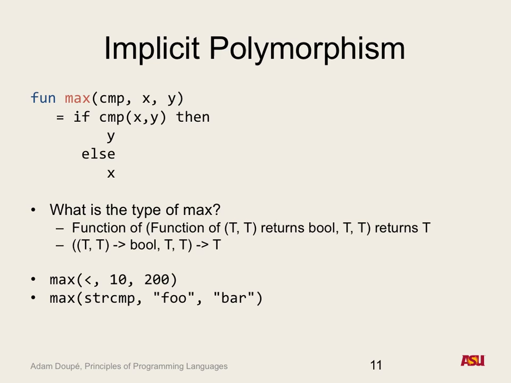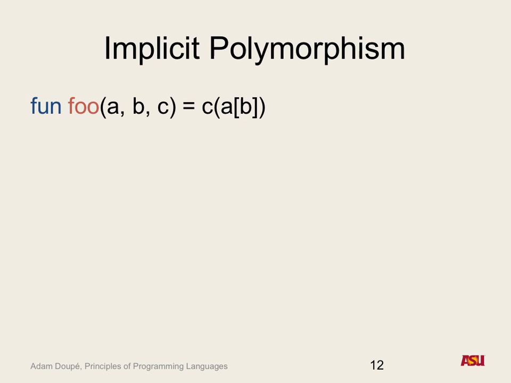Cool. So then we can look at crazy things like this, right? So we can say function foo, pass in three parameters A, B, and C, and we return the result of calling C with the first parameter of A bracket B. So what can you tell me about the types here? What do we know about the type of foo? It's a function. How many parameters? Three. And returns some type. So then what's the relation between those three types based on the usage here?